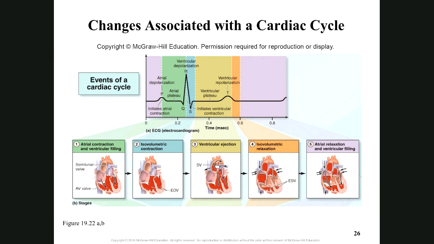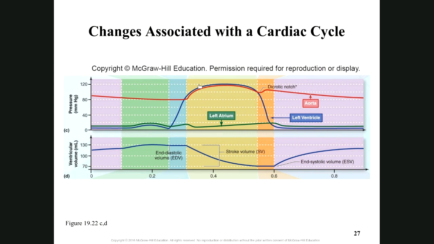When the ventricle is contracting, the atria, as you see here, are relaxed. As you see here, the AV valves are closed and the semilunar valve becomes open due to the pressure of the blood. The pressure of the blood in the ventricle is more than the pressure of the blood in the aorta, so the blood is ejected to the aorta.